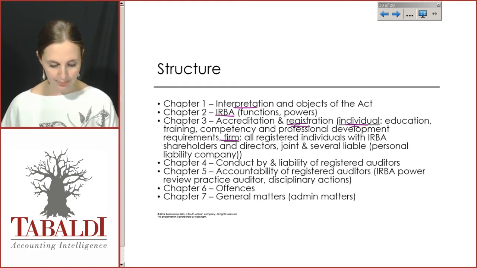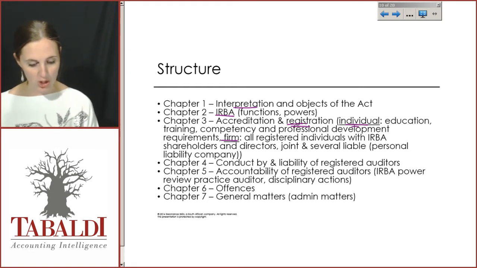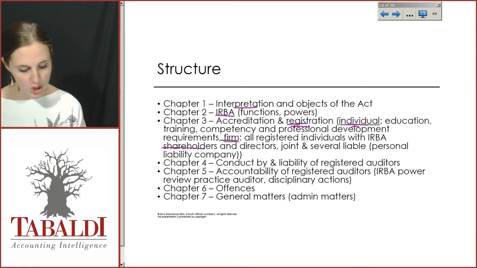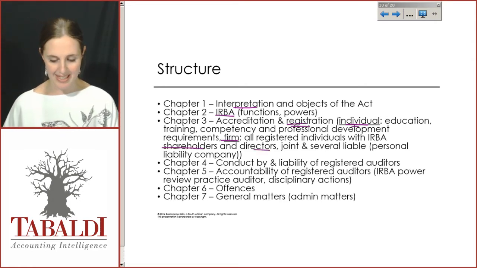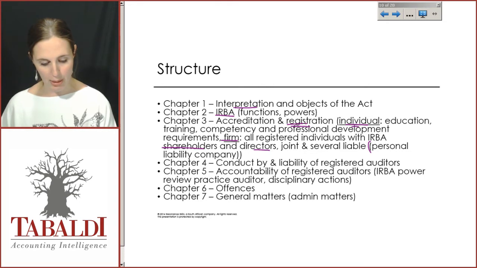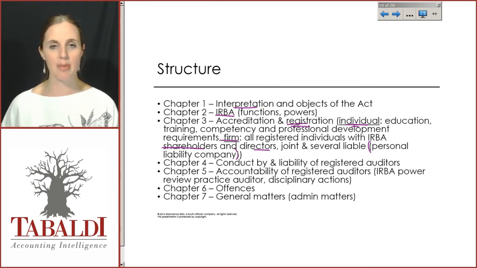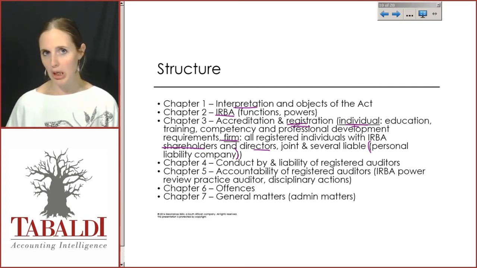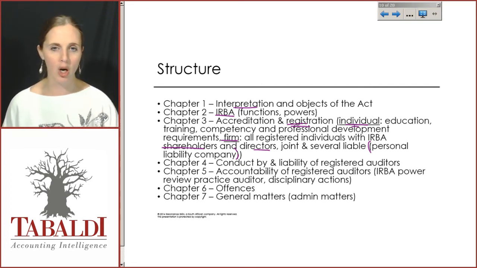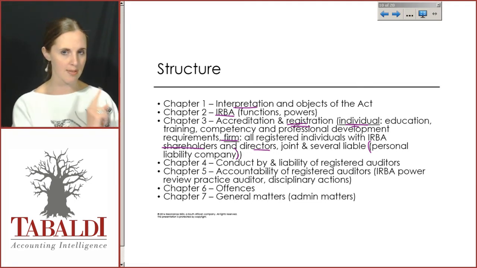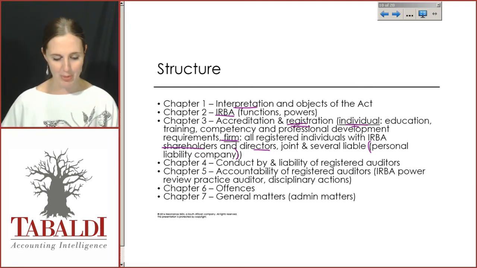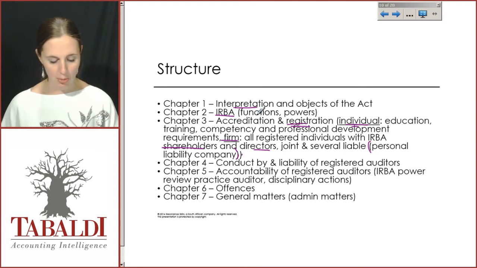When they talk about your firm as well, understand that all shareholders and directors become jointly and severally liable. So one of the issues we remember about audit firms is that they become personal liability companies. You can never separate yourself as a director. So audit firms can never have silent partners. They can never have shareholders who are not directors. All the directors must be shareholders, and all the shareholders must be directors in terms of the profession.